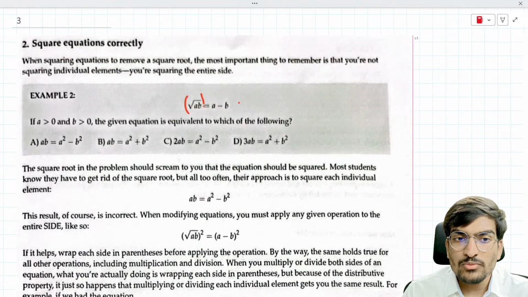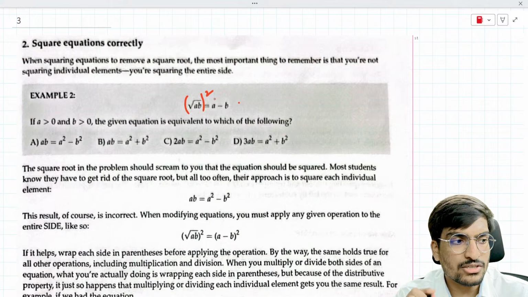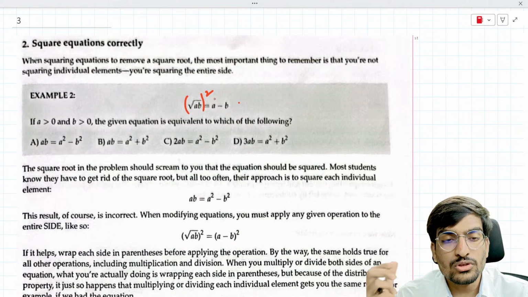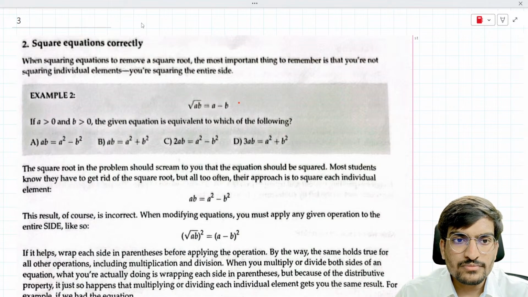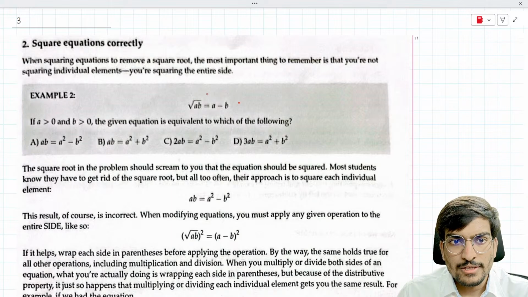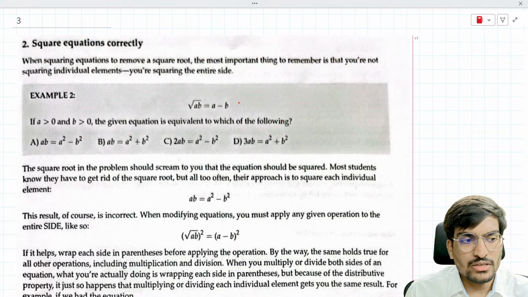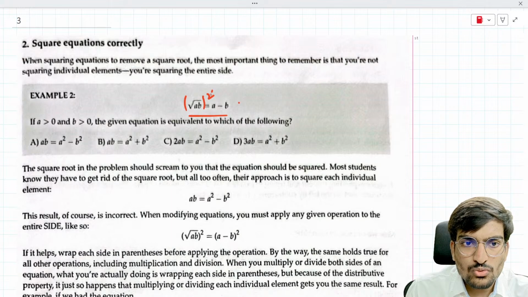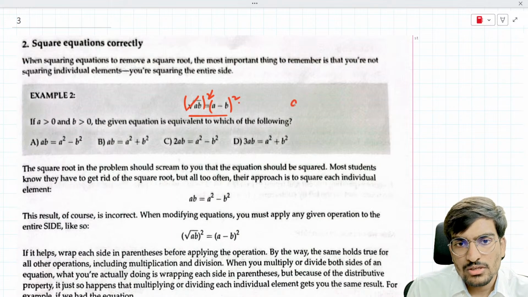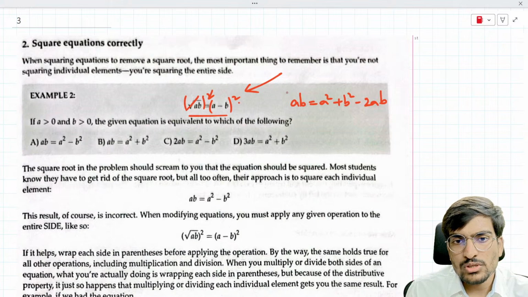Whenever you square up, you're not only squaring up the LHS, you square up both sides, then only it's balanced. You can't square individually. So how do we do this? Just square up. What do you get when you square? The root gets crossed out with the square, and on the other side you get a minus b whole square. So what do you get? AB equals a square plus b square minus 2ab, because this is a minus b whole square.